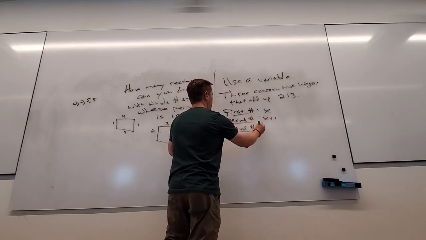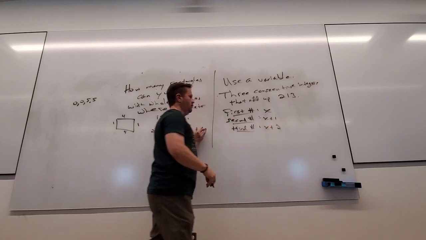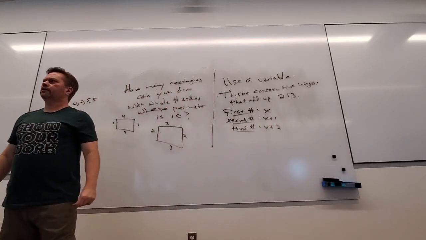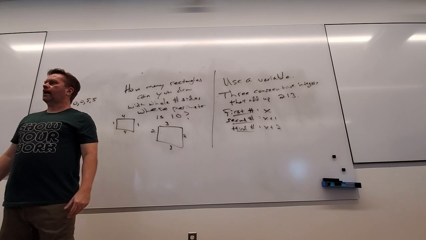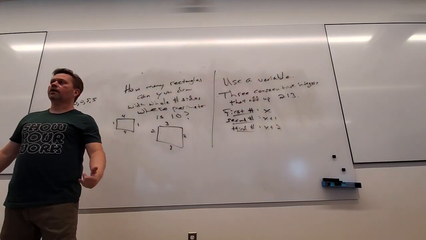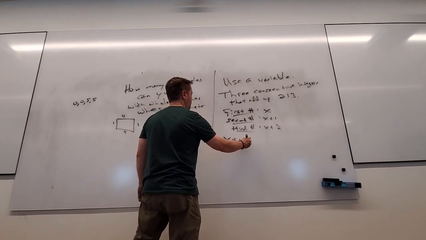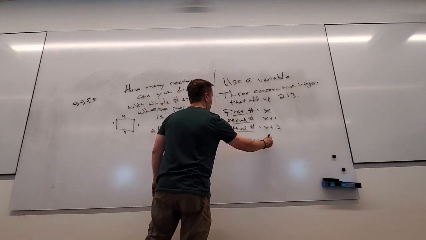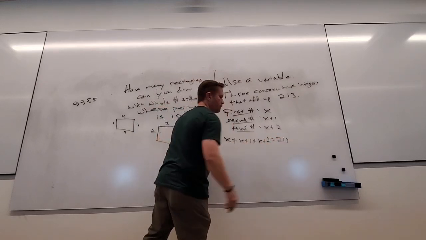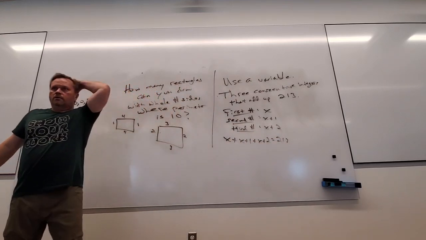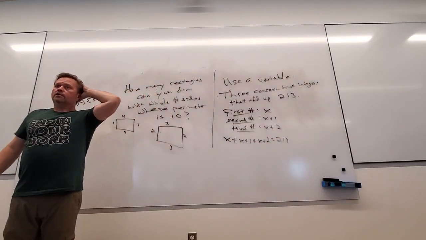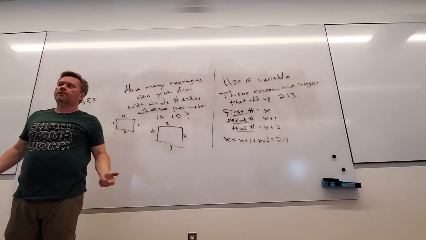How many numbers do I have represented on the board? 3. And they are all supposed to do what? Add up to 213. So this number plus that number plus that number equals 213. We don't know what it is yet, though. Now we can solve it though, right? That's the power of algebra.